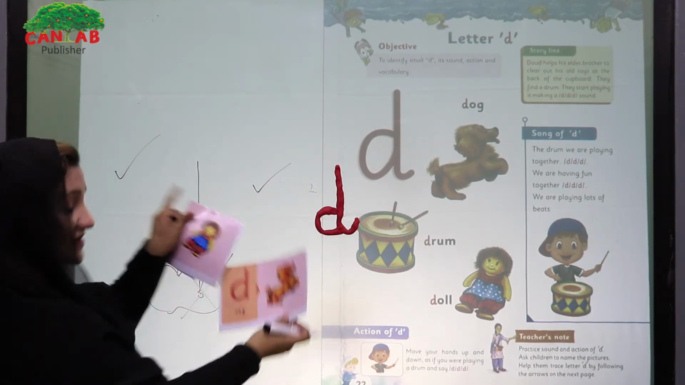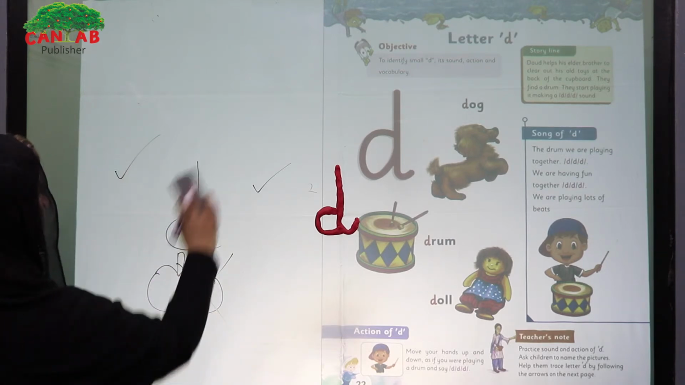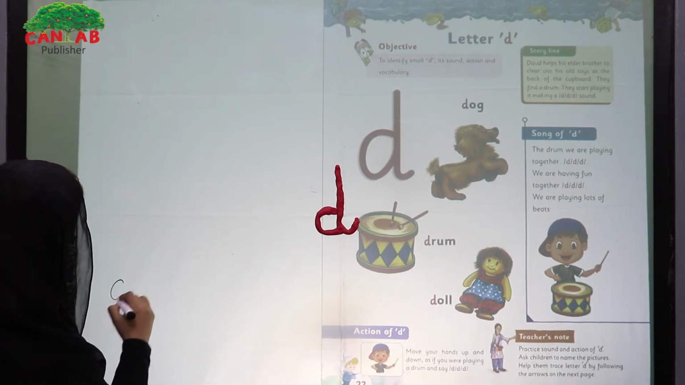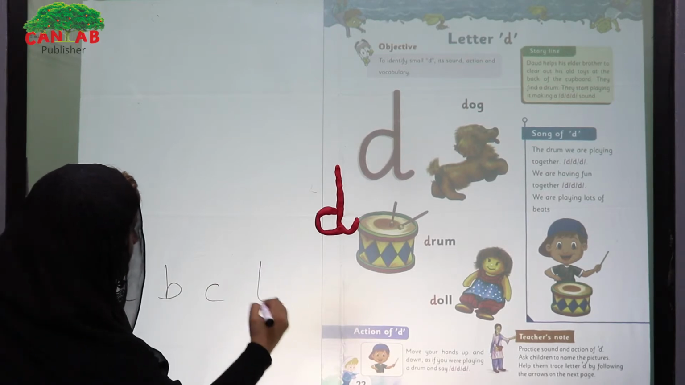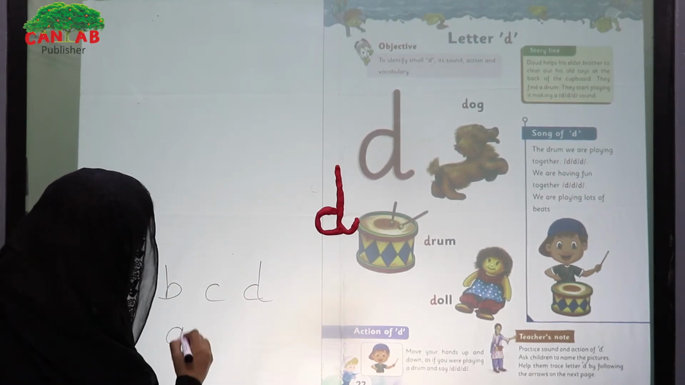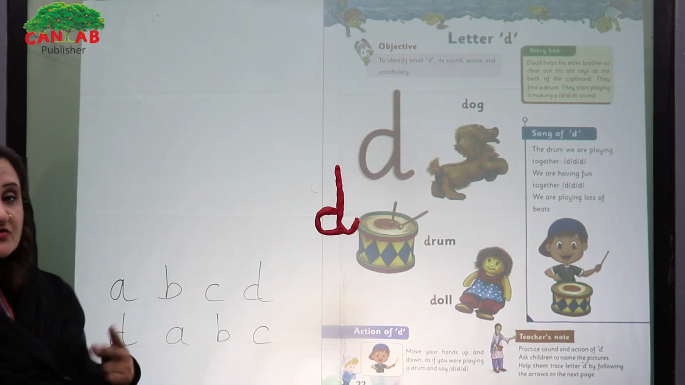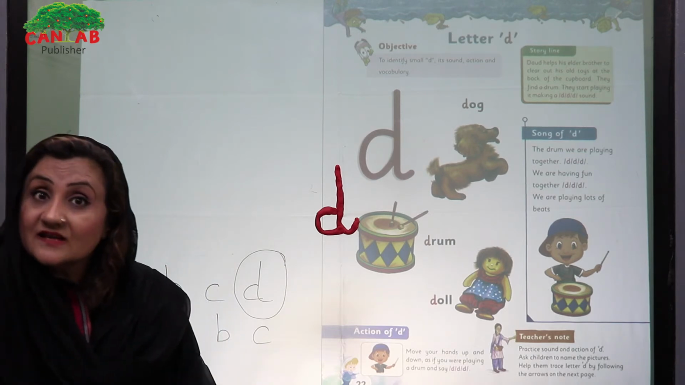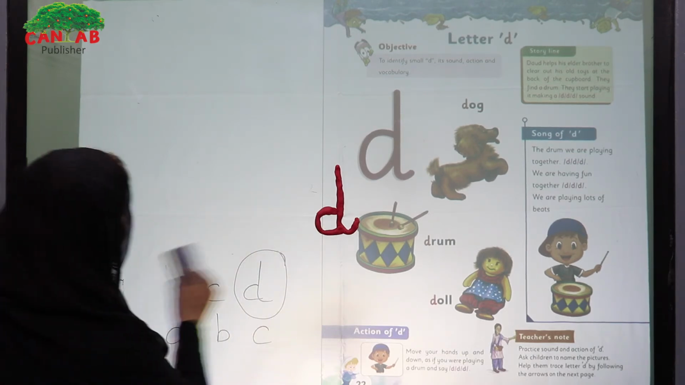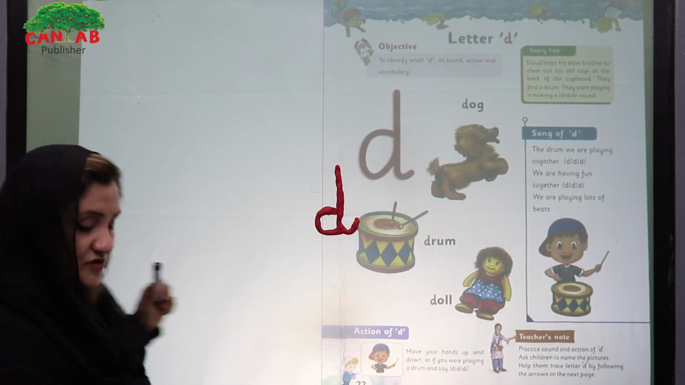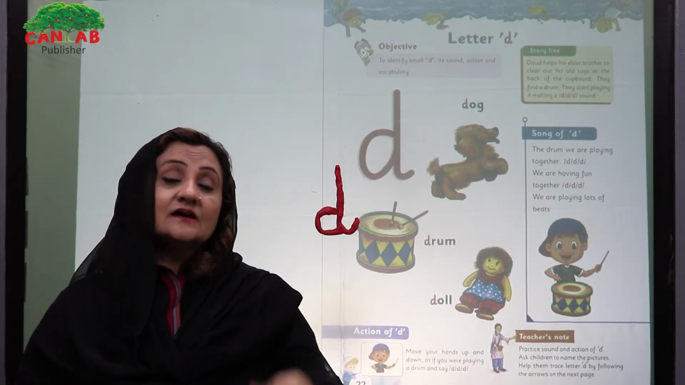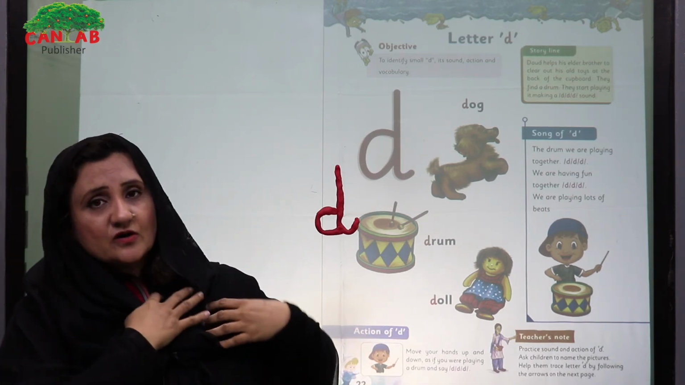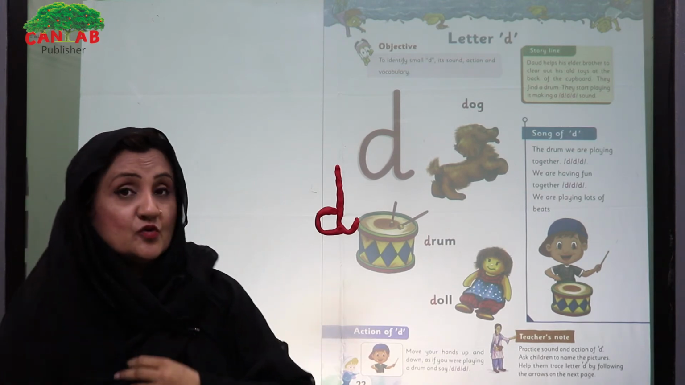After this activity, you are supposed to write down different letters here. For example, you can write A, B, C, D. D, A, B, C. And you have to invite the student to come and to encircle letter D here like this. After doing all these activities, you will invite the student to trace letter D in the books. After completing their work in their books, you can assign them work to trace letter D in their notebooks.